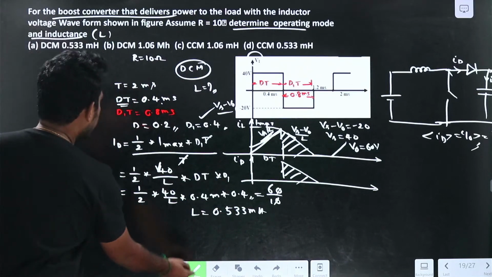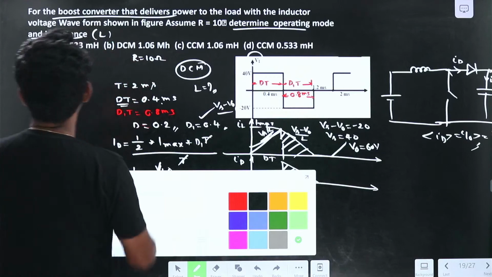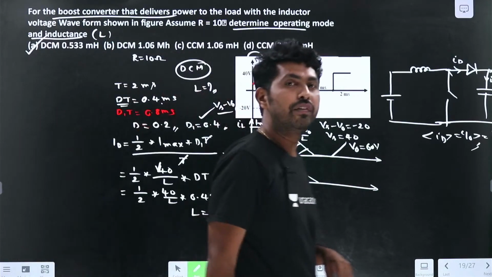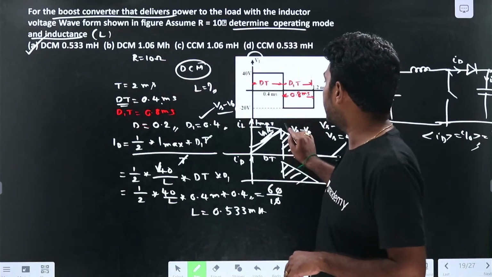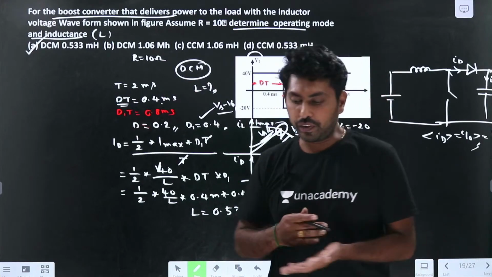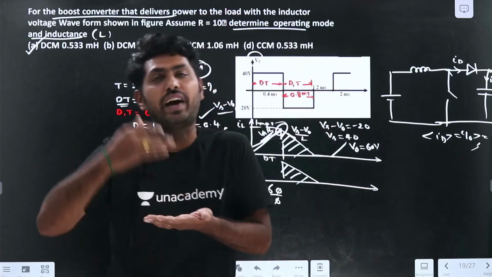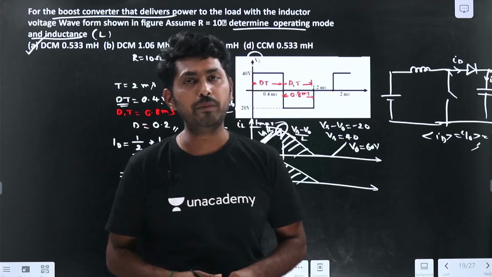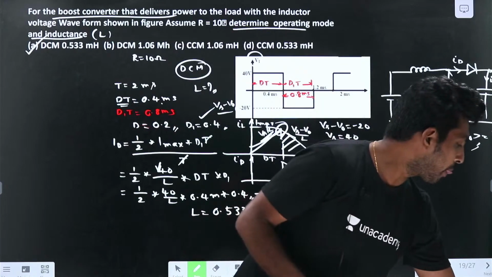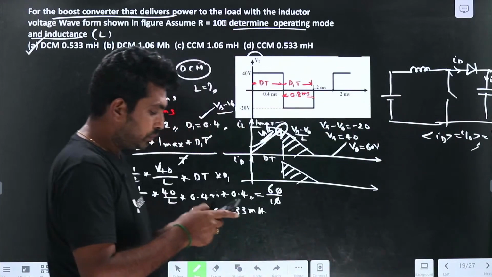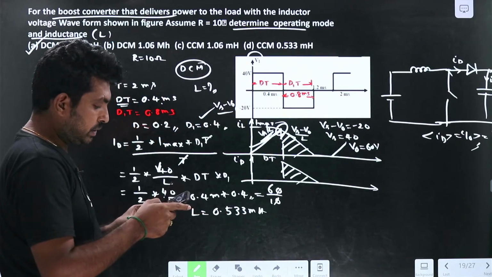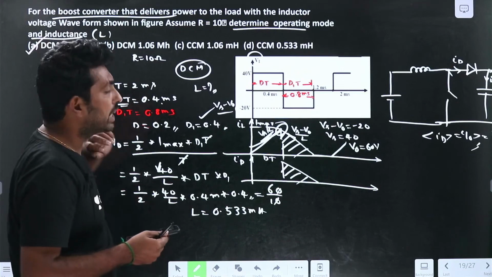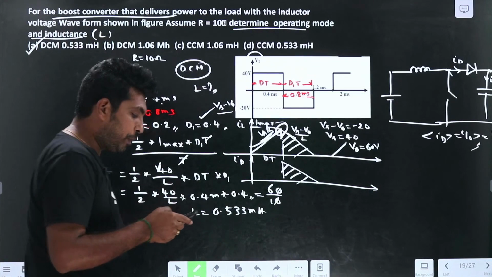So now the option, it will be operating in the discontinuous conduction mode. So it will be 0.533 millihenry. Here we need to find the Imax value. For a simple line, you can find the maximum value, that is sufficient. So from the basic concepts only we have derived the problem. It will be 0.533 millihenry.